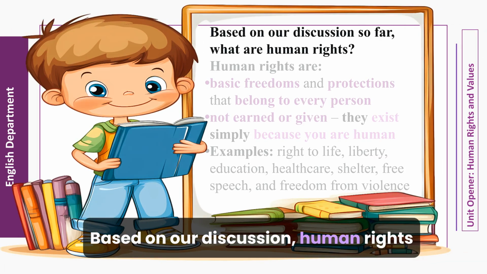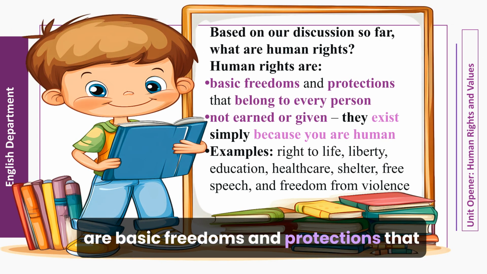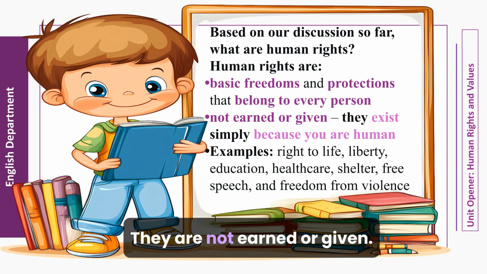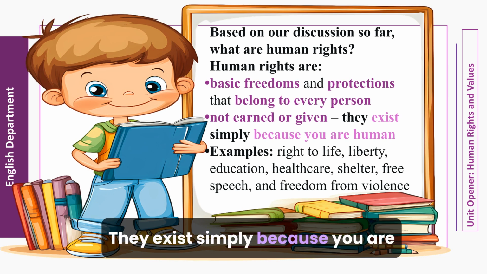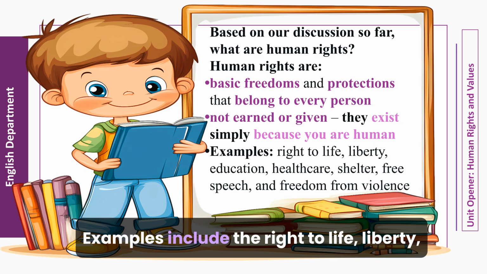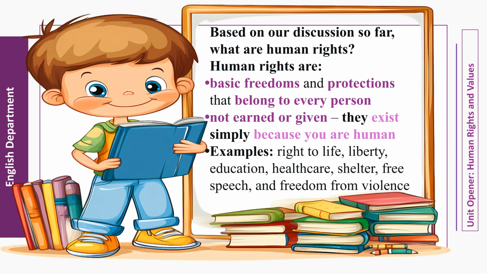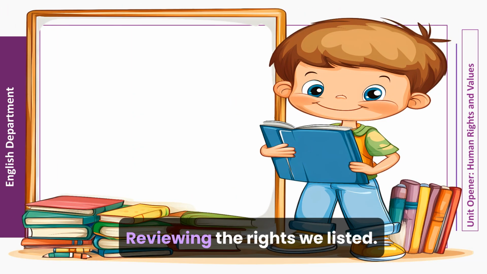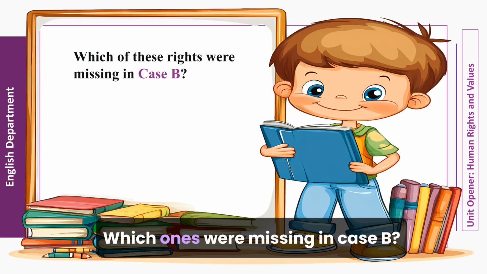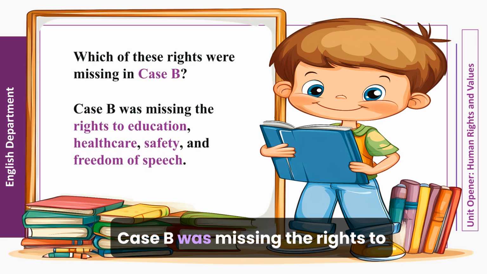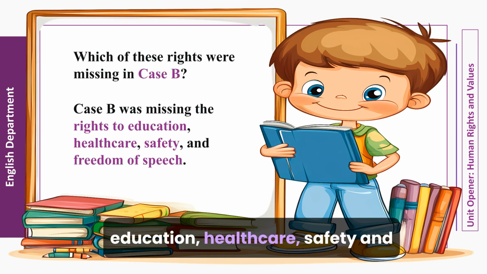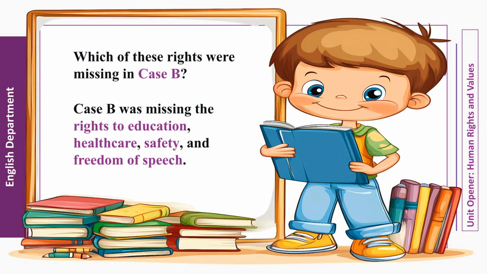Based on our discussion, human rights are basic freedoms and protections that belong to every person. They are not earned or given. They exist simply because you are human. Examples include the right to life, liberty, education, and freedom from violence. Reviewing the rights we listed, which ones were missing in Case B? Case B was missing the rights to education, healthcare, safety, and freedom of speech.